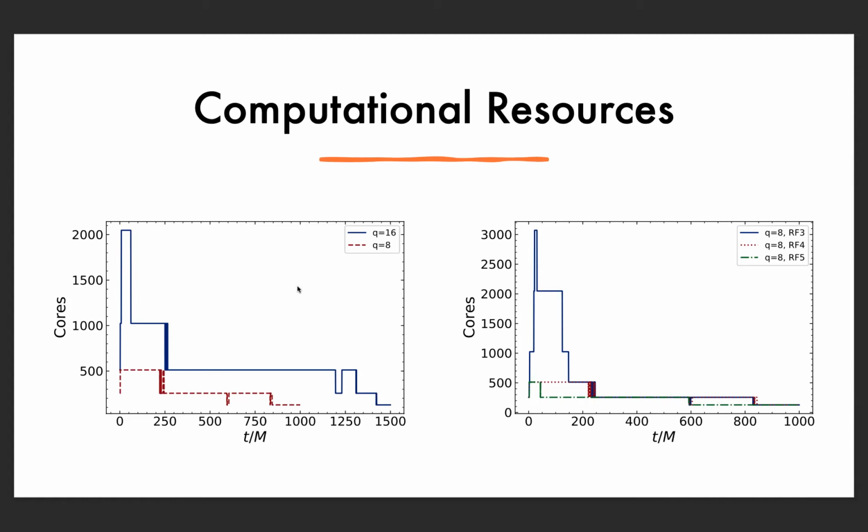But after things settle down, the number of cores drops significantly. After about time 200 or 250, for Q equals 16 we ran on 512 cores, and for the Q equals 8 binary we ran on 256. During the inspiral that stayed fairly fixed. Then near the end it would drop even further as the black holes merged and we could coarsen the grid.